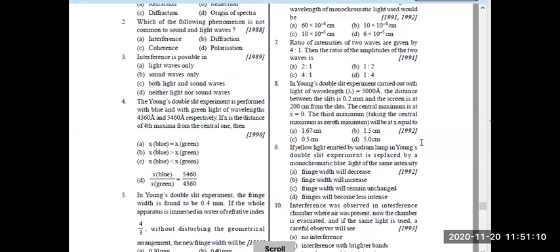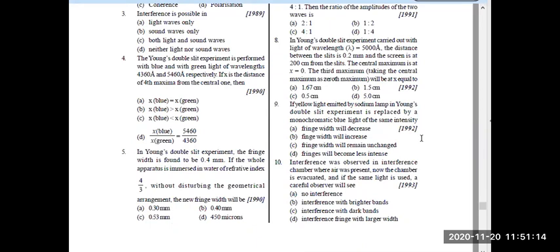Yes, 8b. Now 9th is a theory. If yellow light emitted by sodium lamp in YDSE experiment is replaced by monochromatic blue light of the same intensity, okay, what will happen? Tell me. Fringe width increases, fringe width will decrease, fringe width will remain unchanged, fringe will become less intense. Tell me, blue light का वेवलेंथ ज्यादा होता है कि येलो लाइट का? बताओ, पहले ये सोचो. राइट, तो अगर ब्लू चेंज हो गया तो क्या हो जाएगा? डिक्रीज कर जाएगा ना, तो आंसर इज ए ना, यस और नो, राइट? गॉट इट प्रशांत? समझ में आ गया?